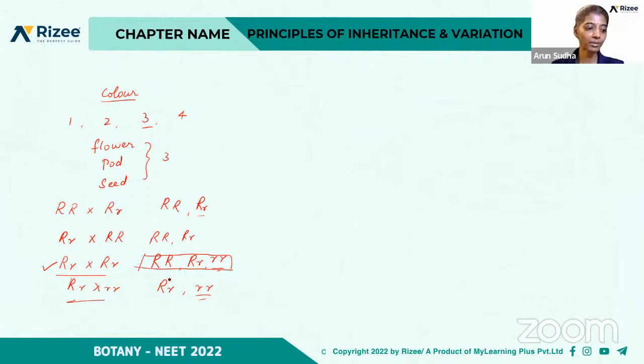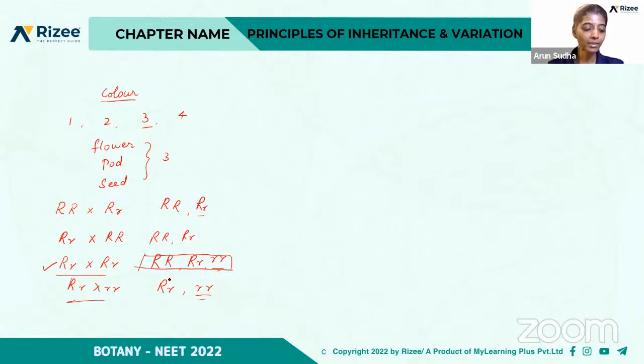Yes, the next question. Mendel did not propose dominance, incomplete dominance, segregation, or independent assortment. So B is the right answer. Then, ABO blood group is an example of epistasis, multiple allelism, pleiotropism, or complementary genes. Yes, it is an example of multiple allelism.